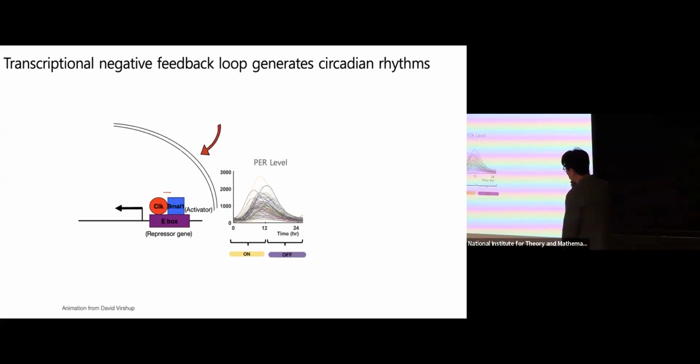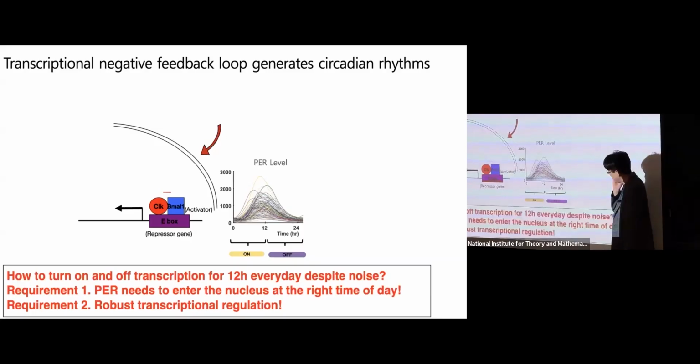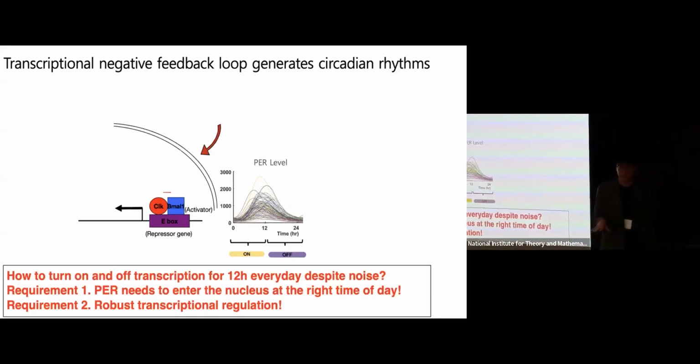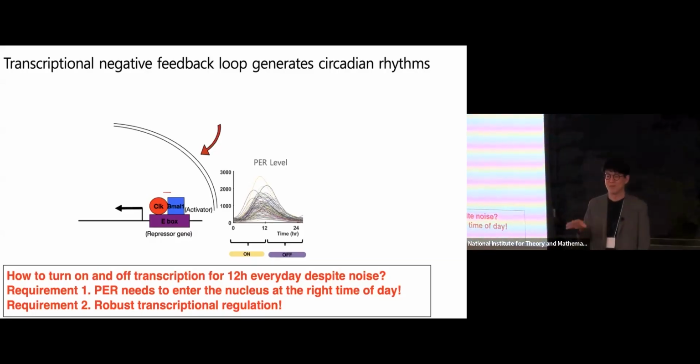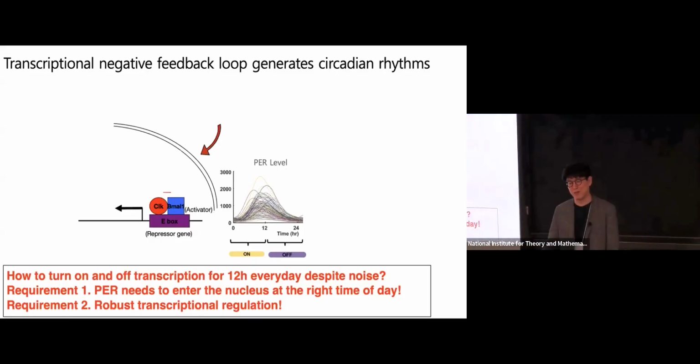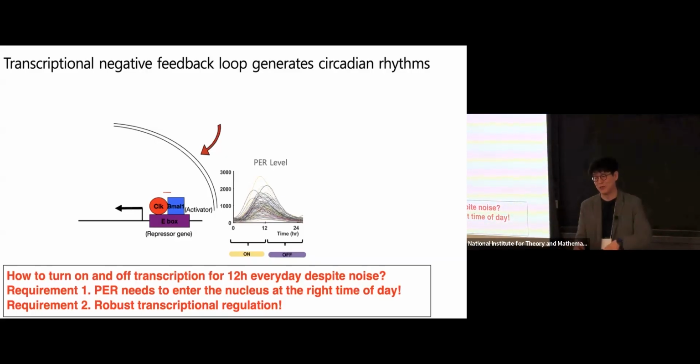But if you look at this, it's quite surprising how they turn this transcription on and off exactly at the same time, 12 hours every day. Is this in all cells? Yeah, nearly all cells in your body. So every cell, even your skin cell, also has a circadian rhythm.